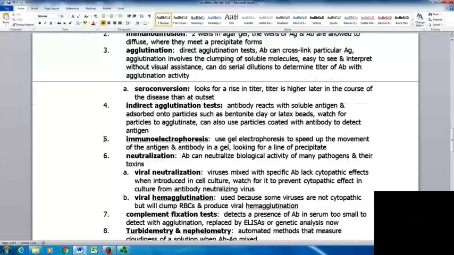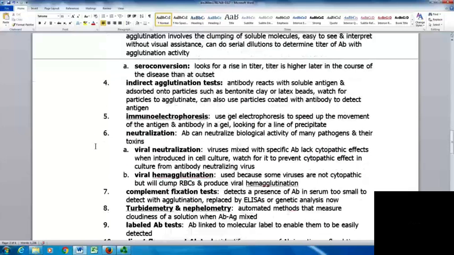With immunoelectrophoresis, gel electrophoresis is used to speed up the movement of the antigen and the antibody in the gel. Again, you're looking for that line to precipitate.